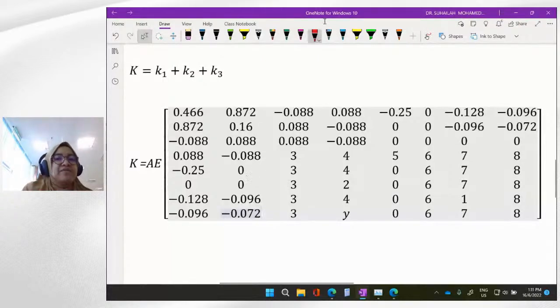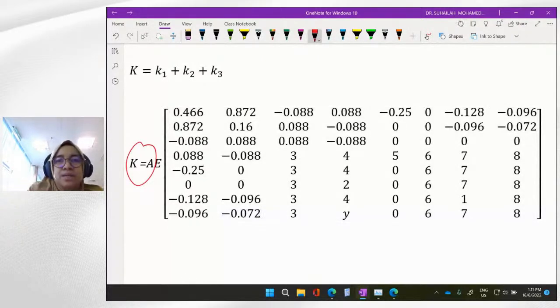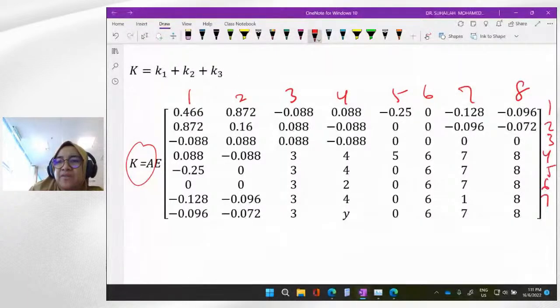In the structure stiffness matrix, we have to write in order. That's why we do like that just now. This is 1, 2, 3, 4, 5, 6, 7, 8. So for the degree of freedom in the structure stiffness matrix, we must write in order. Not like element stiffness matrices where we label according to the local x and y. But in the structure stiffness matrix, we have to put it in order.